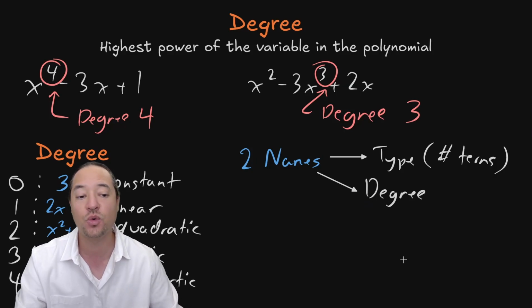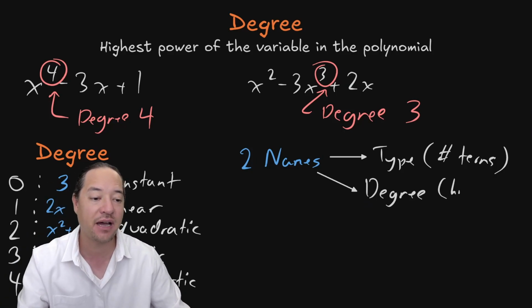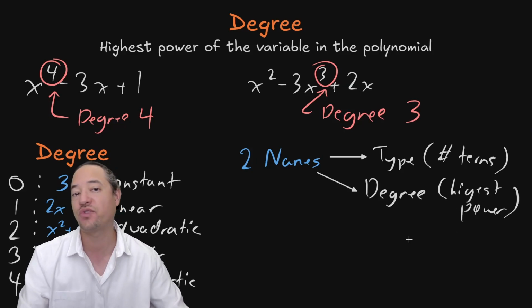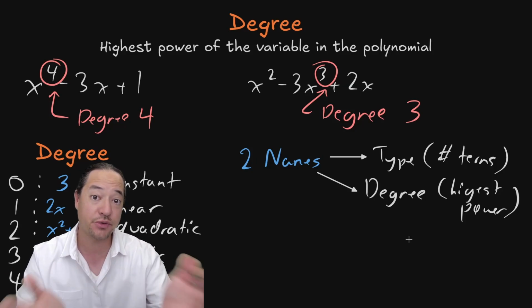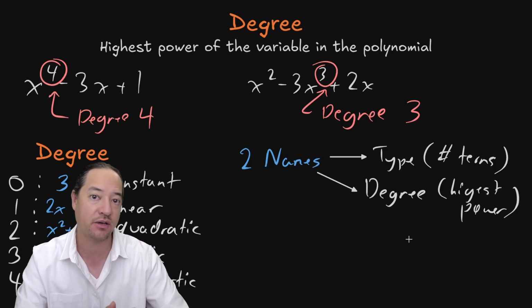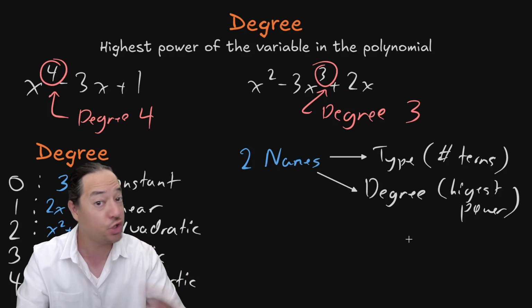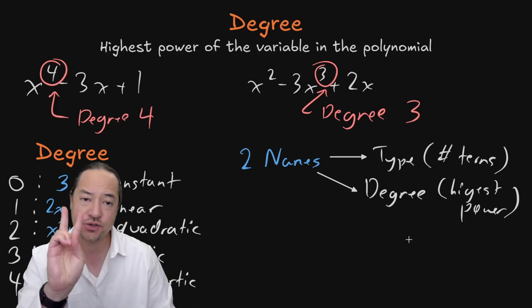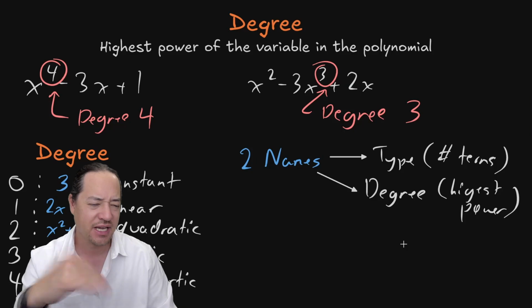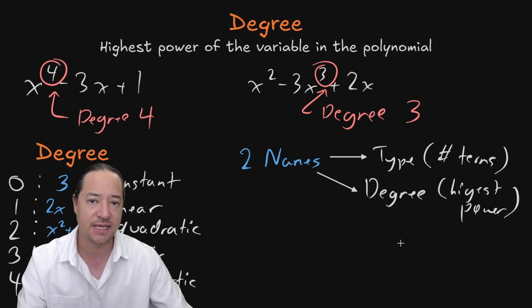And so for this, you want to look at the highest power that's present in that polynomial. And so that would just be a degree 2 or a degree 3, or you could say a quadratic polynomial or a cubic polynomial or a constant or a linear, whatever you want like that. Okay, so 2 ways to describe polynomials. Let's do a little bit of practice with these naming.